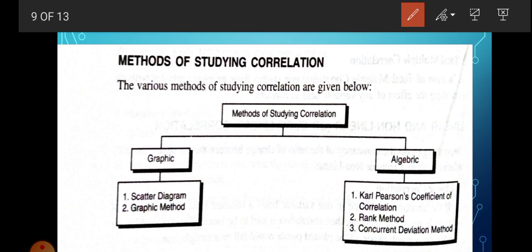We will study the Karl Pearson method of correlation, the rank method, and the concurrent deviation method. These three methods are very important. But we will get a small introduction to what a scatter diagram is, what the graphic method is.